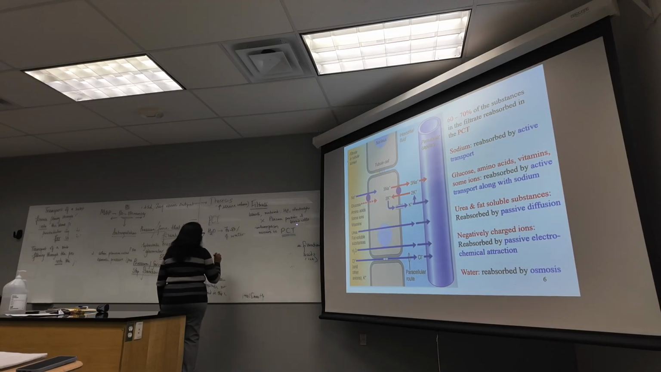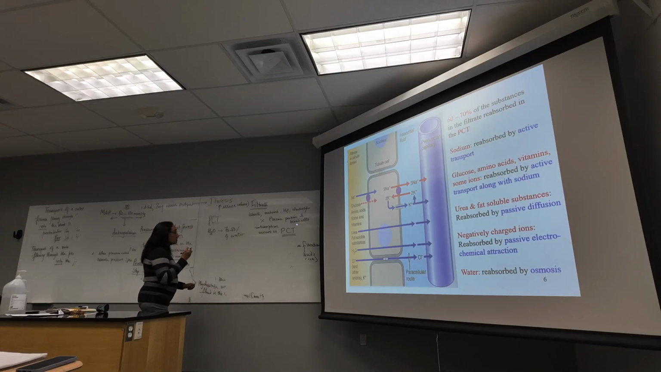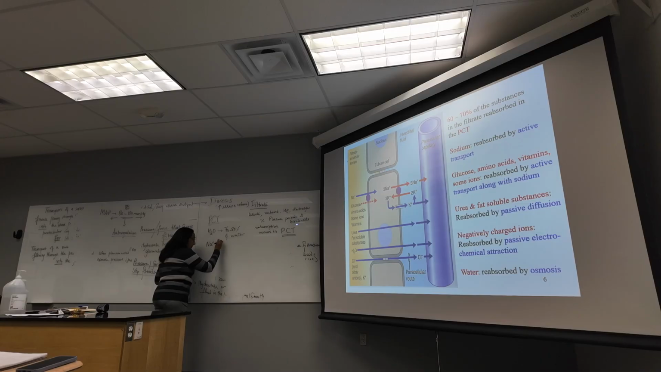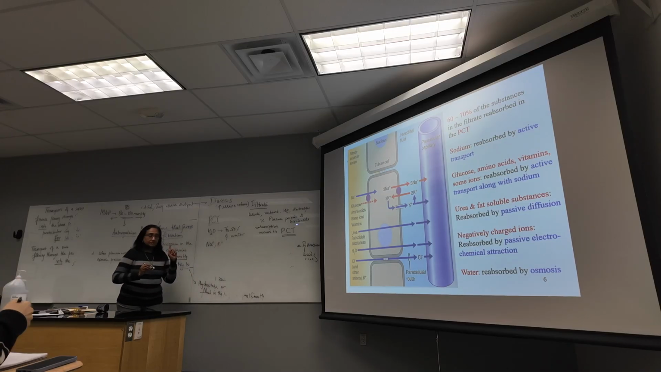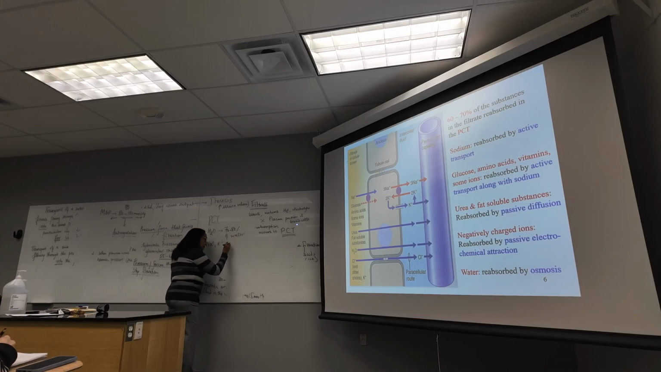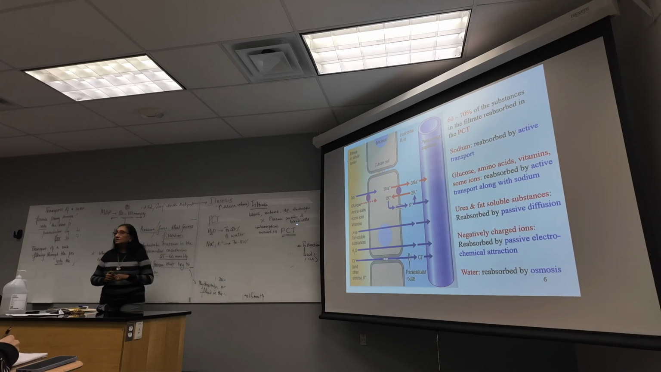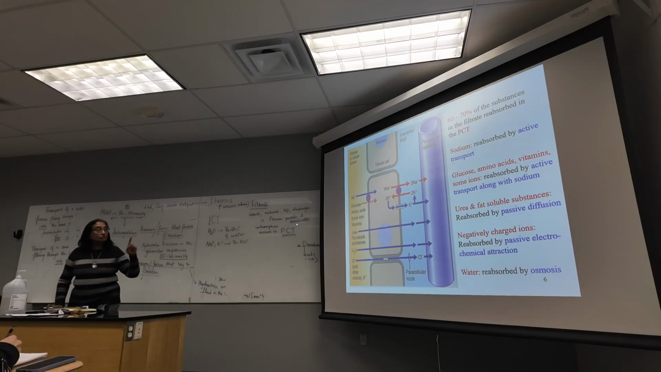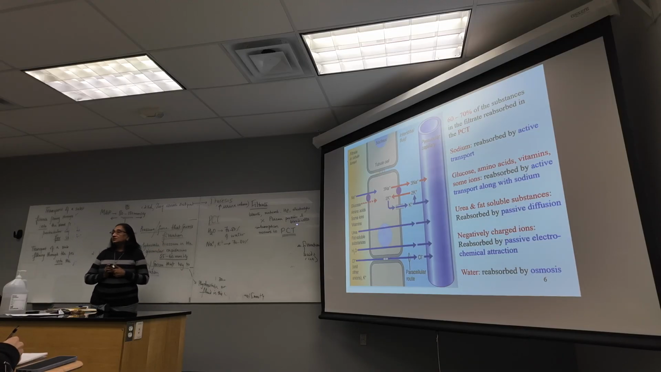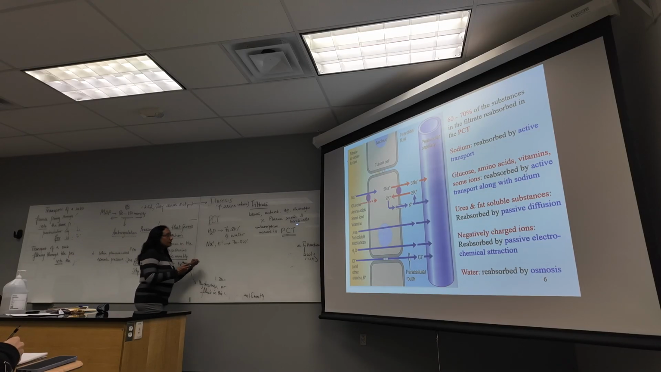There is something else that is reabsorbed: sodium, potassium. Also similar. About 70 to 80% of salt is reabsorbed as the fluid flows through the proximal convoluted tubule.